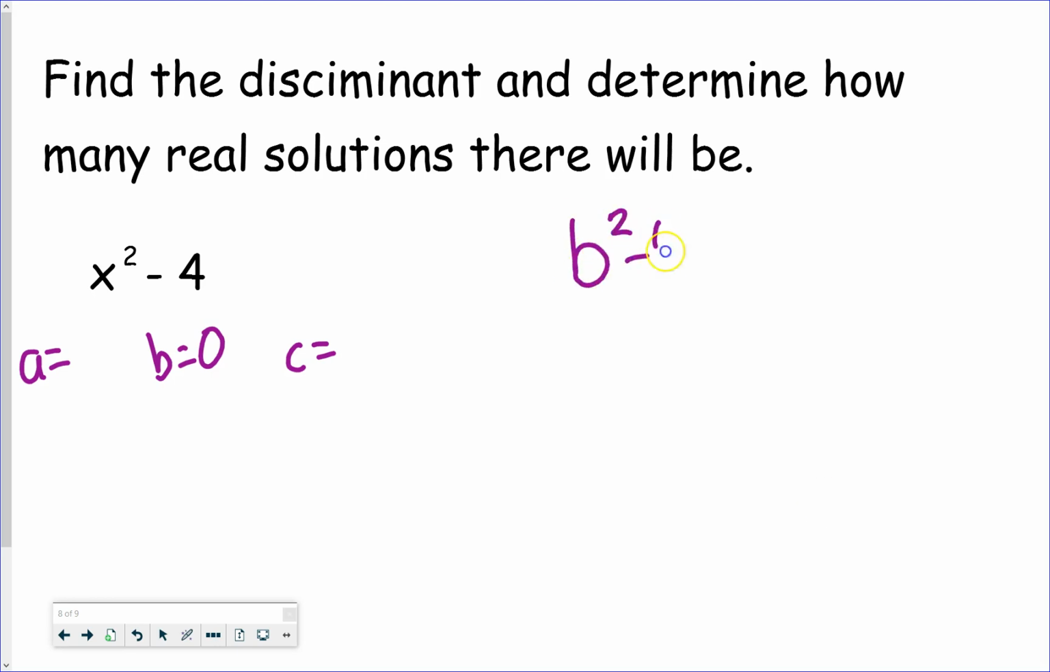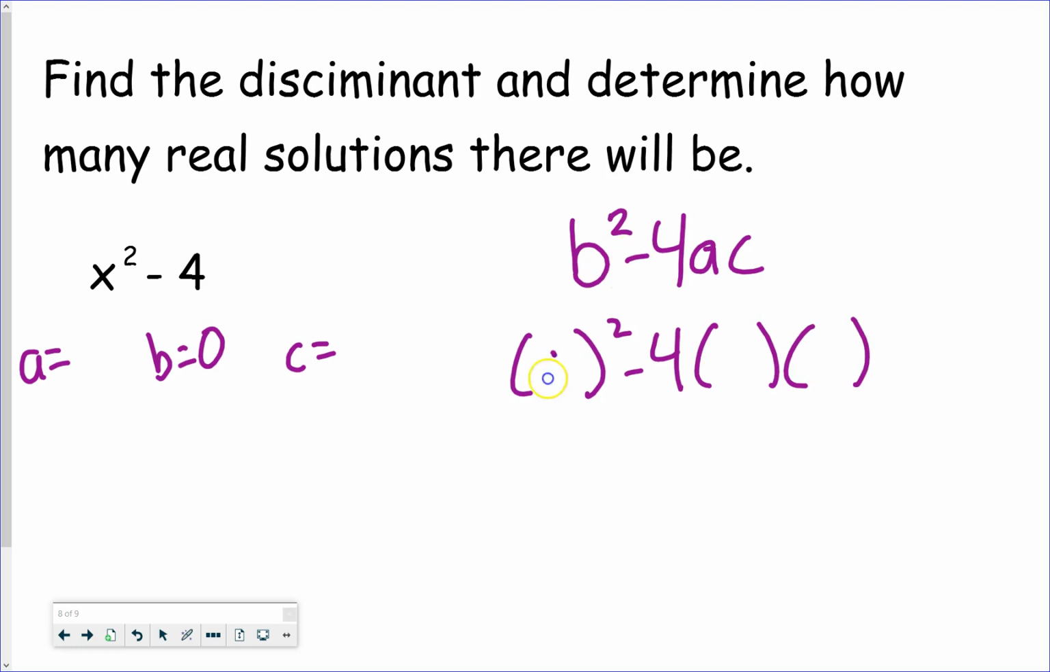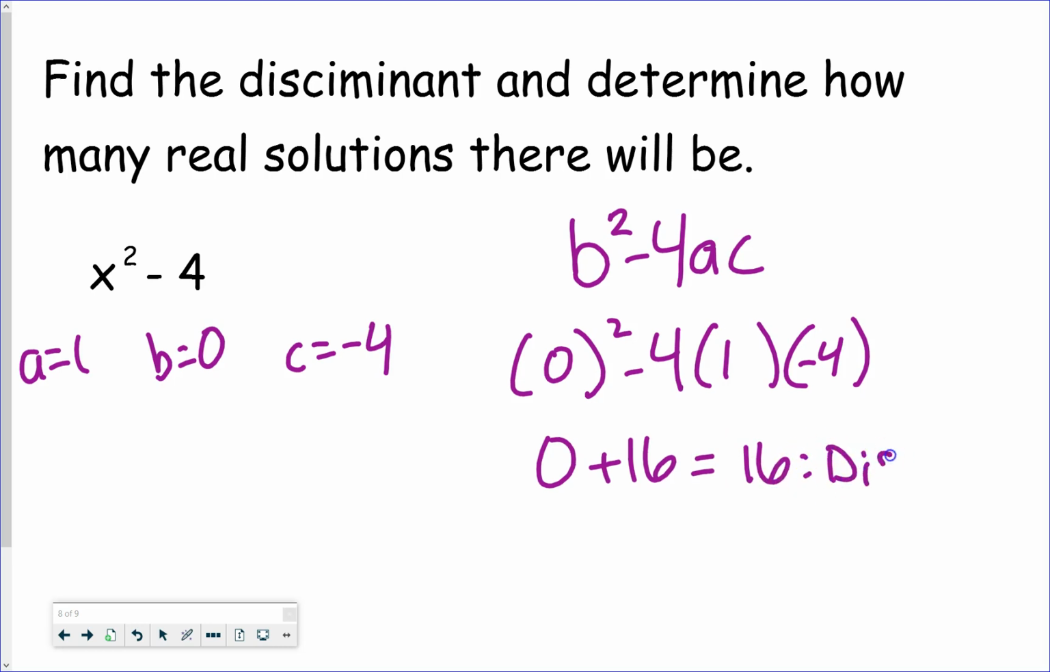I know. That's why I'm here to help you out. Okay, so we know B is 0. What is A? 1. A is 1. Good. And what is C? -4. Good. Okay. 0 squared is 0. -4 times 1 times -4 plus 16. And what is 0 plus 16? Just 16. That's my discriminant.